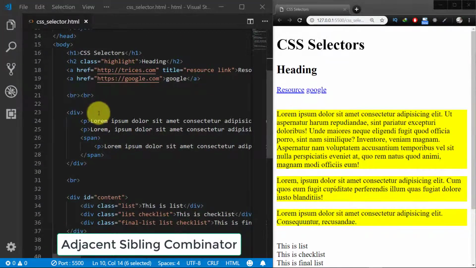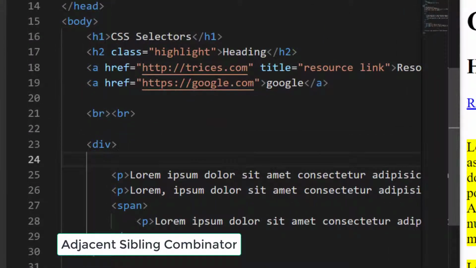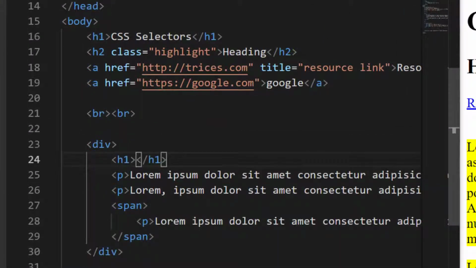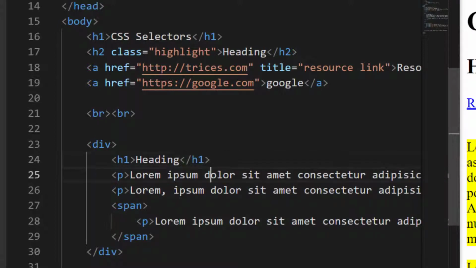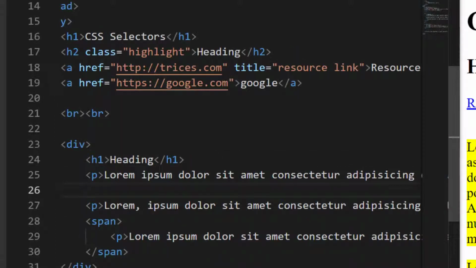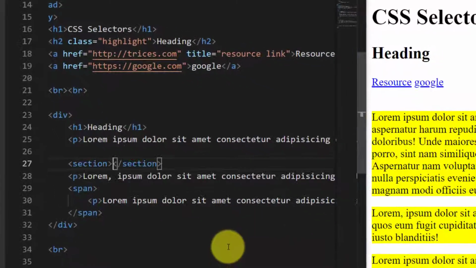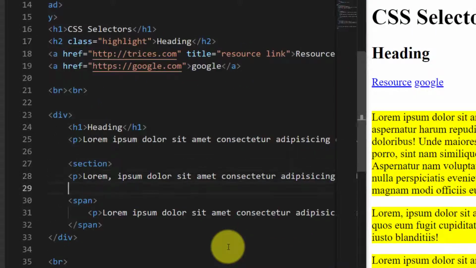Adjacent Sibling Combinator. The adjacent sibling combinator uses the plus sign and targets elements that are next to each other in the document tree, which have the same parent. In other words, the second tag directly follows the first, and they share the same parent element.